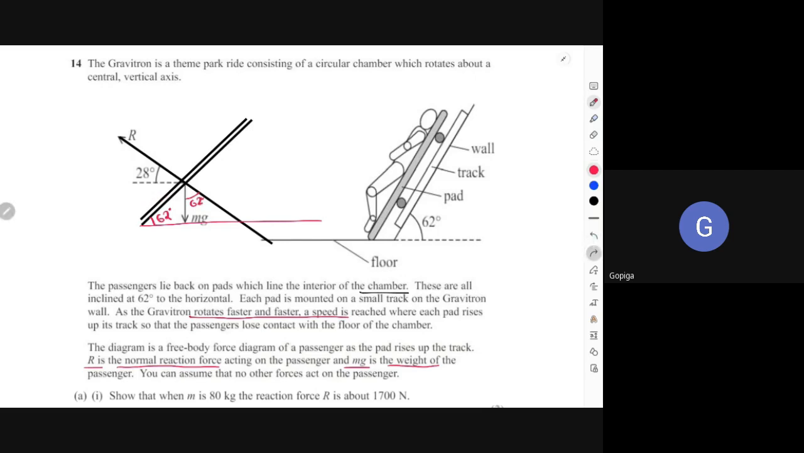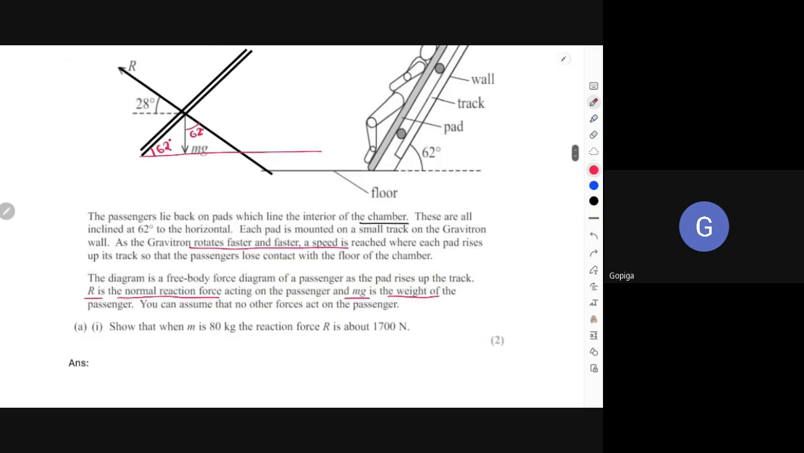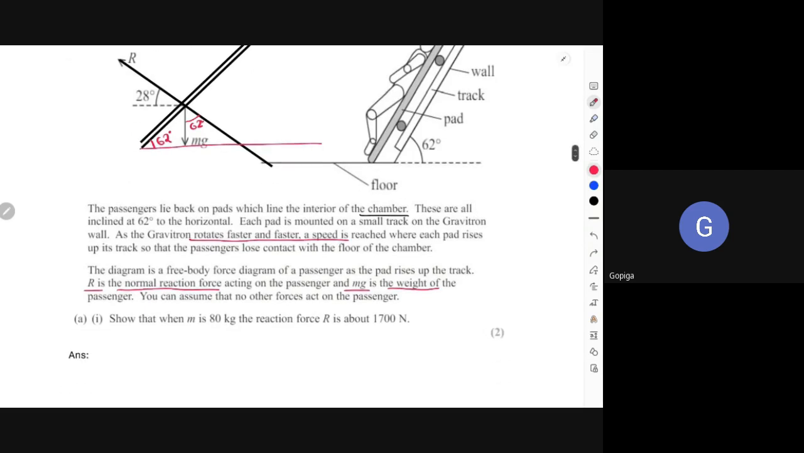So now I'll just keep out these angles over here, and it says to show that m is 80 kg and the reaction force is about 1700 Newton. Okay, we need to show these forces over here. Wait 1 minute. Let's just distribute the forces and then we'll continue to see if we can find anything or not.